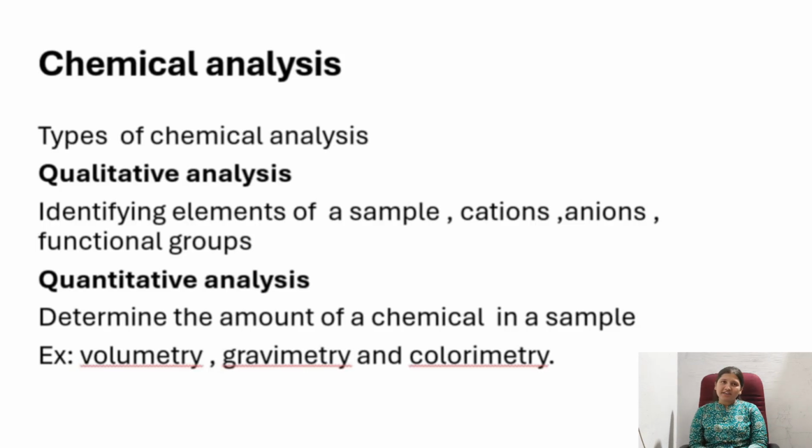Next, quantitative analysis. Quantitative analysis means measuring the amount of chemical species present in a sample. Identifying the chemical species present in a sample is qualitative analysis. How much chemical species is present, we determine, is known as quantitative analysis.